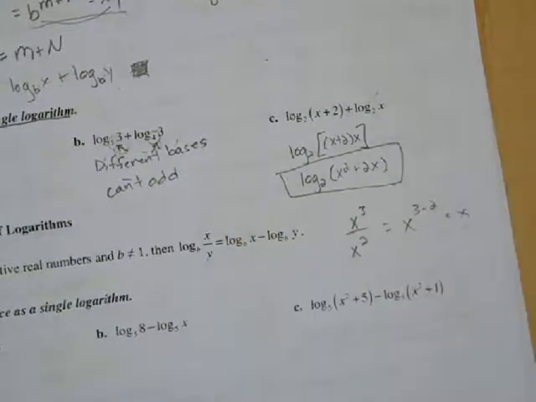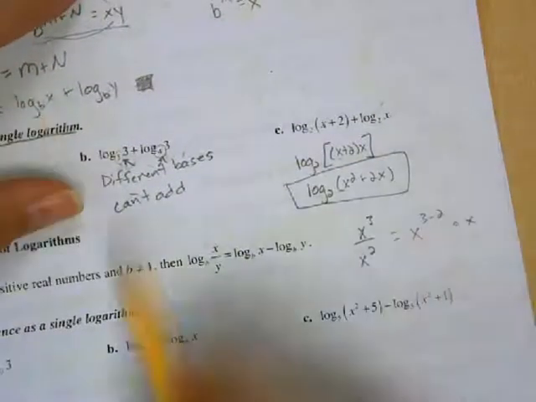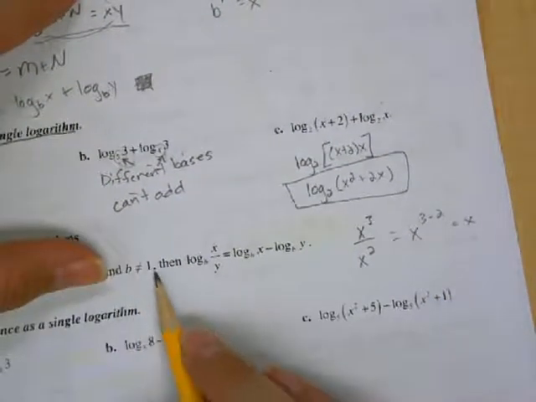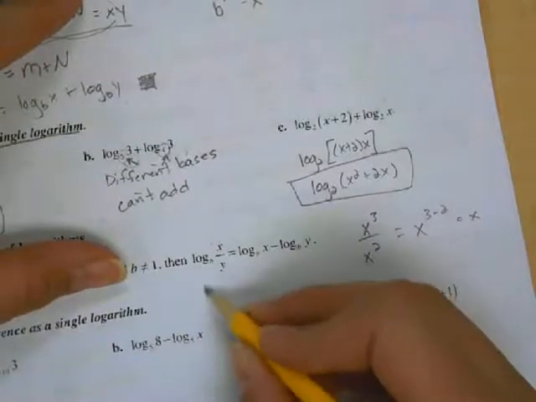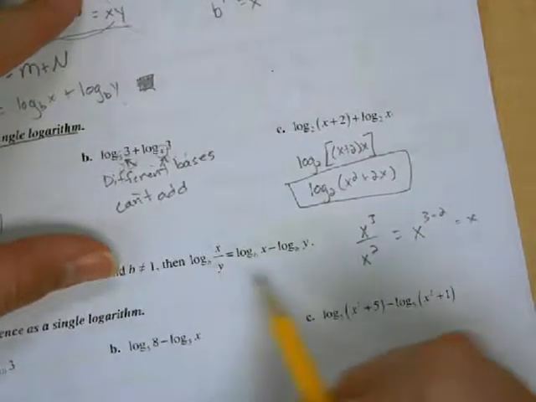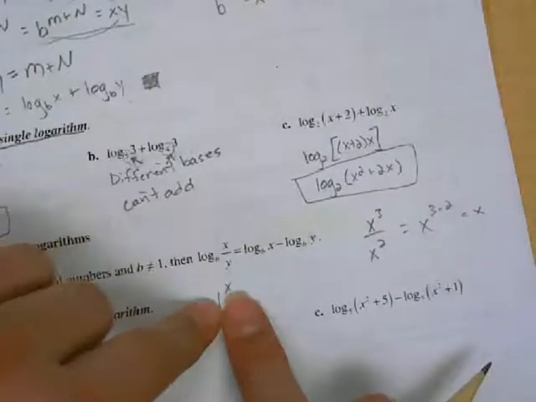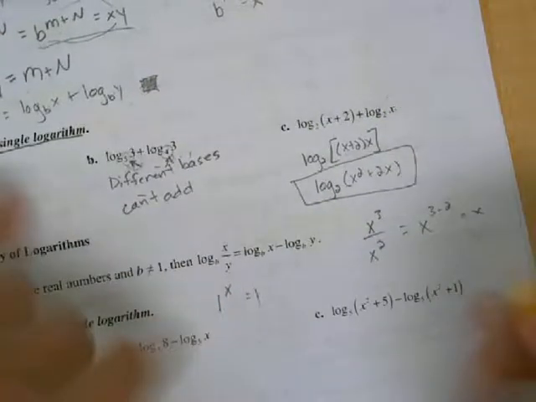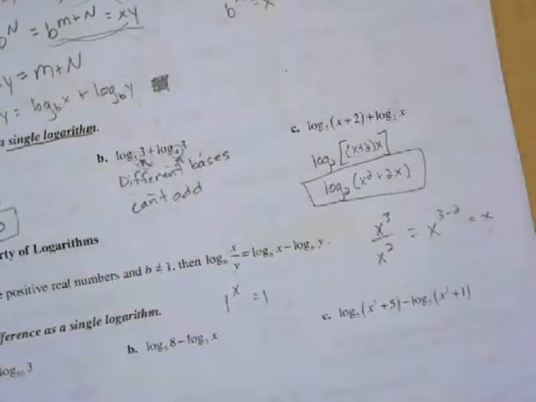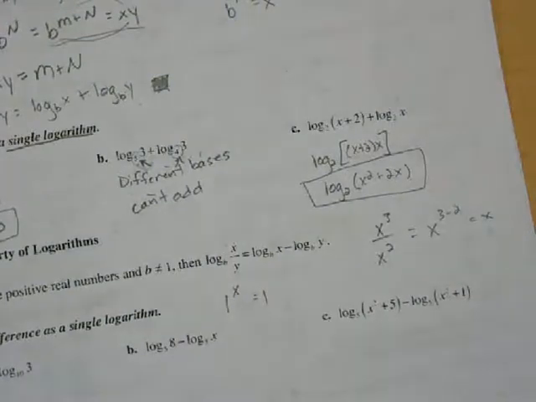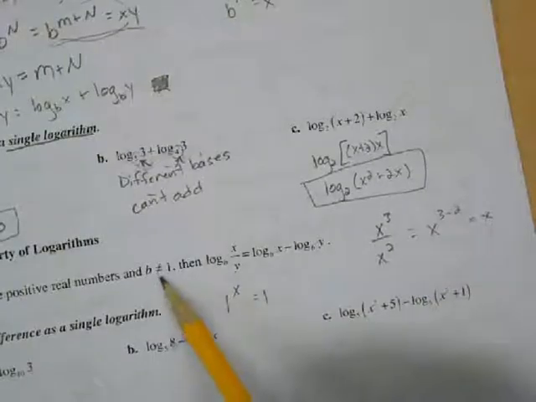One more thing I want to point out, and this was true in the product property, and I forgot to mention it: we don't look at a base of 1. The reason is that the logarithm is asking about an exponent, so we would have 1 raised to some power. Well, 1 raised to every single power is just 1. So there's no point in looking at logarithms with base 1, because I can raise 1 to all kinds of different exponents and I'm still going to get 1. So we don't look at bases of 1 at all.